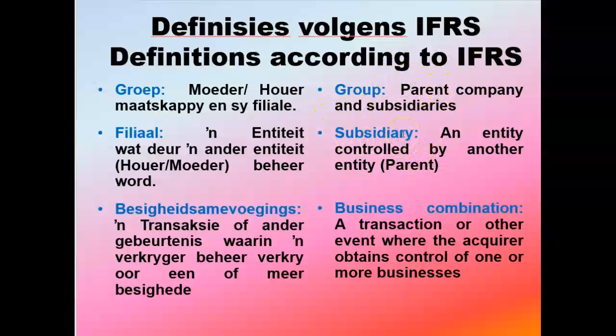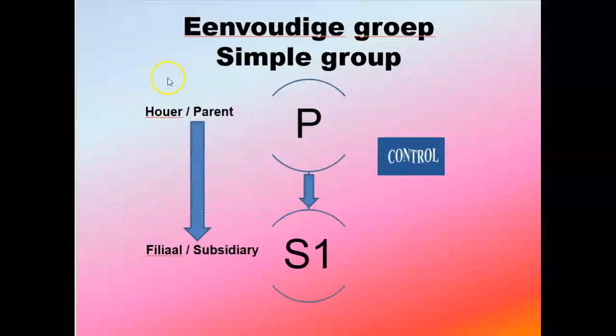Now, we also saw that IFRS spoke about business combinations. A business combination is a transaction or other event where the acquirer obtains control of one or more businesses. So that means as soon as I have this share investment in a company, I'm going to get control over that company. Now, a simple group looks like this.